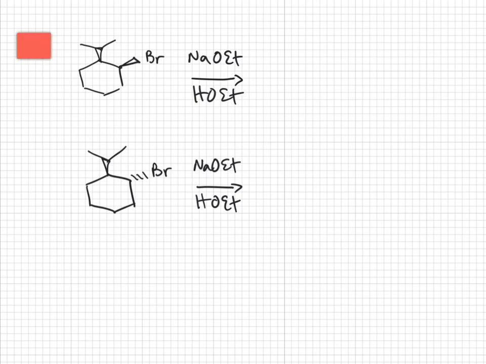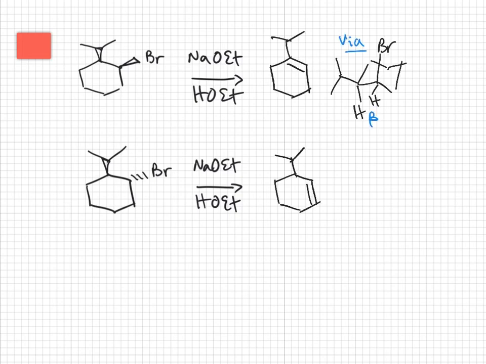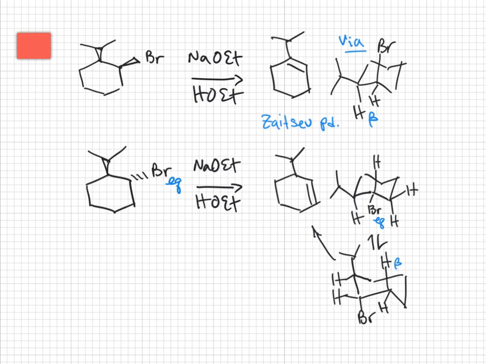Pause the video now and work out for yourself the products of these two reactions. In the first case, the low energy conformation leads to the more highly substituted Zaitsev product. In the second case, the equatorial bromide cannot undergo an E2 elimination. A conformational change is required in which the bromide becomes axial. E2 elimination of the axial bromide gives rise to the disubstituted alkene. In general, then, for cyclohexanes, E2 elimination occurs with axial leaving groups.